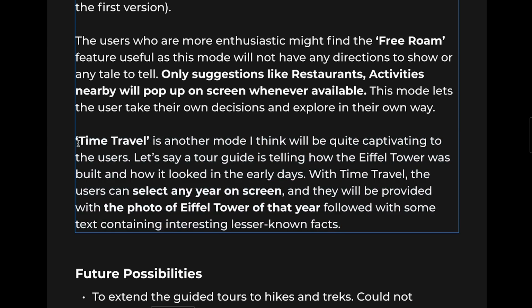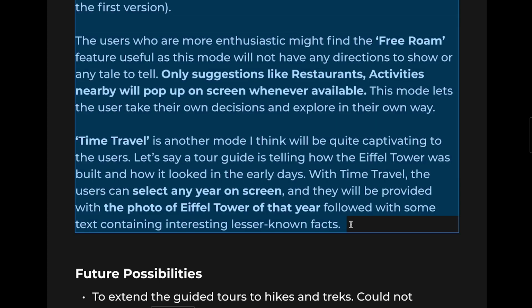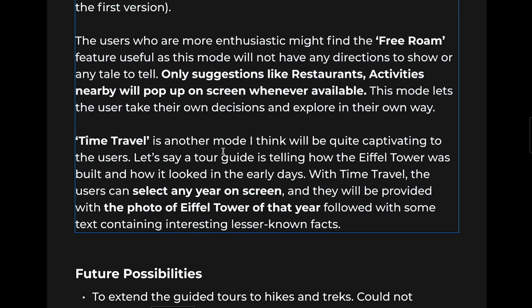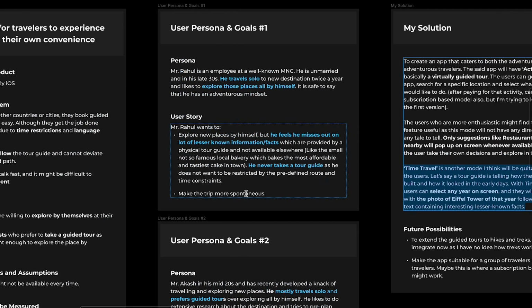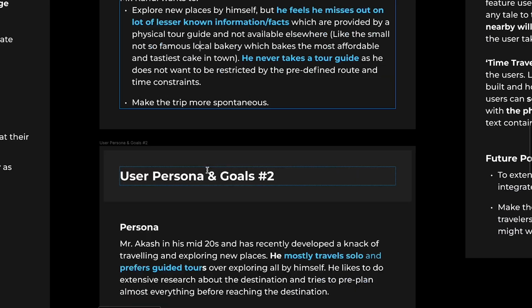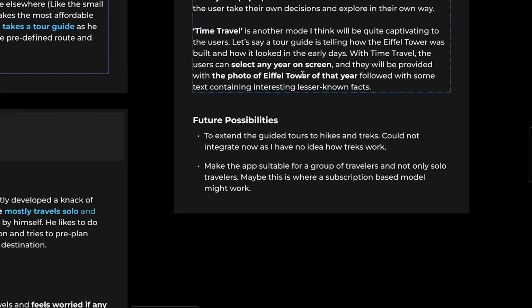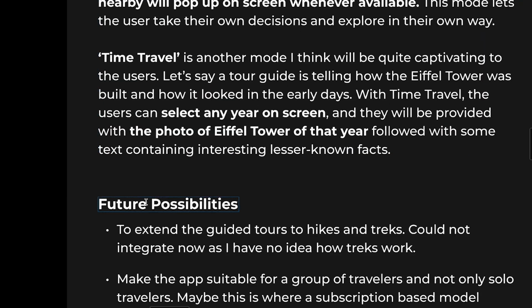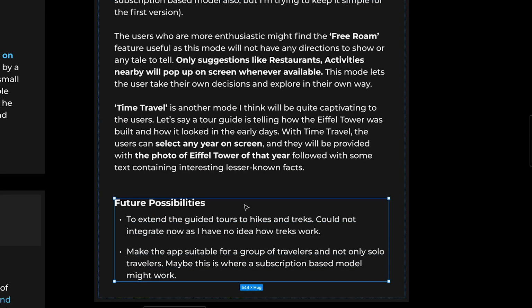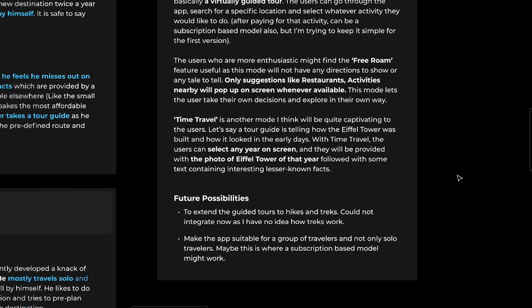And because this, first of all, this thing is not scalable at all, right? You can't do this for every single thing. It might be possible for some things like the Eiffel Tower he's mentioned. But again, my problem here is I don't know why this feature even exists. It's a good to have feature, but is it solving a problem? And are you doing this for Mr. Rahul or are you doing this for Mr. Akash? I don't really know. Okay. Now, there are future possibilities. I'm going to ignore this because these are not sort of considered. So I can ignore that for now.